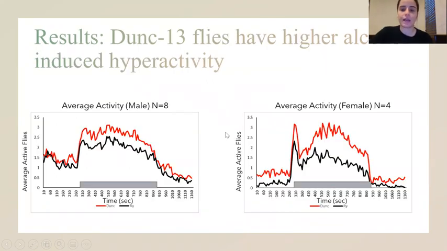The UNC13 flies have higher alcohol-induced hyperactivity. We chose not to show the error bars here because these graphs represent the mean of the active flies. And this part over here represents the time the flies were exposed to ethanol.